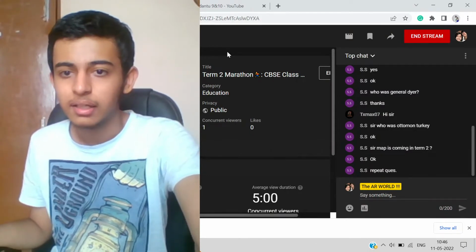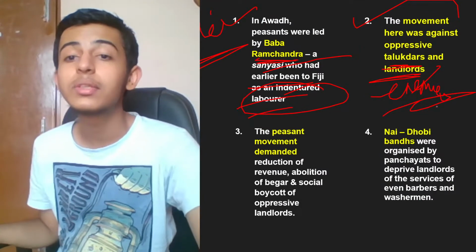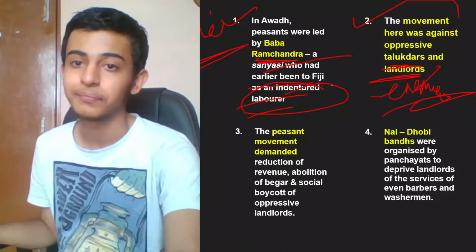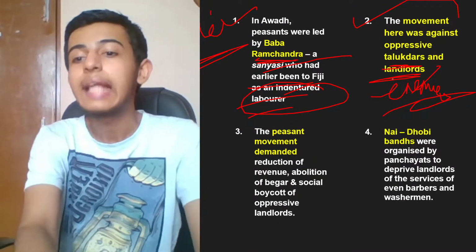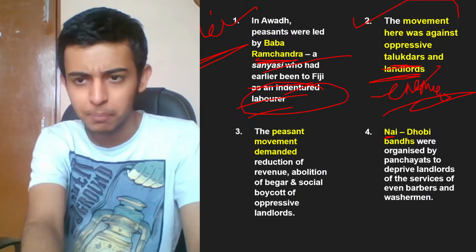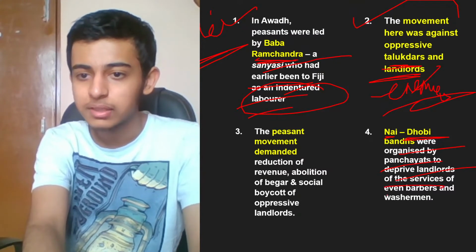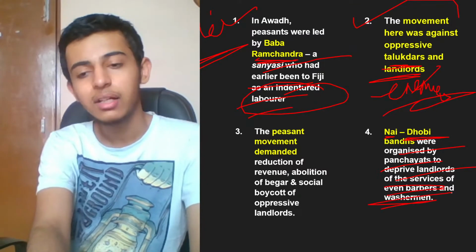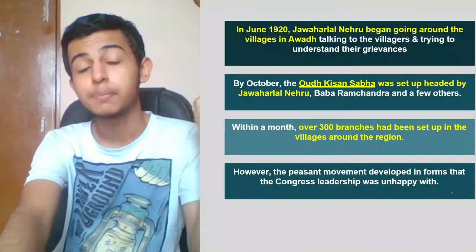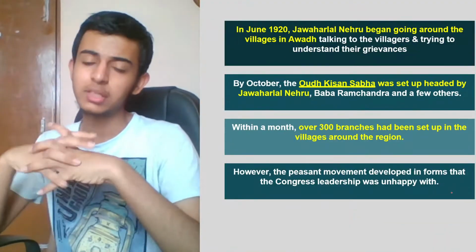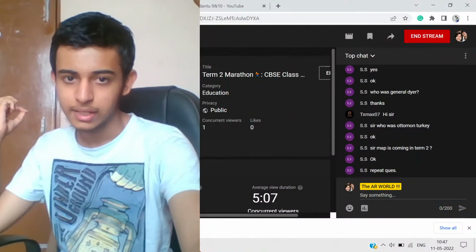My question was who's the villain in this particular picture? So the answer is talukdars and landlords. Nai Dhobi bands, washermen and barbers, were organized by panchayats to deprive landlords of the services of even barbers and washermen. So barbers and washermen organized panchayats and protests to fight against talukdars.